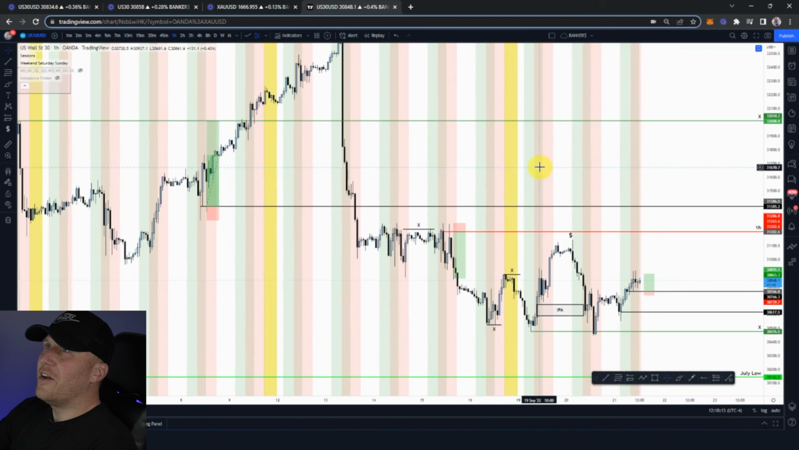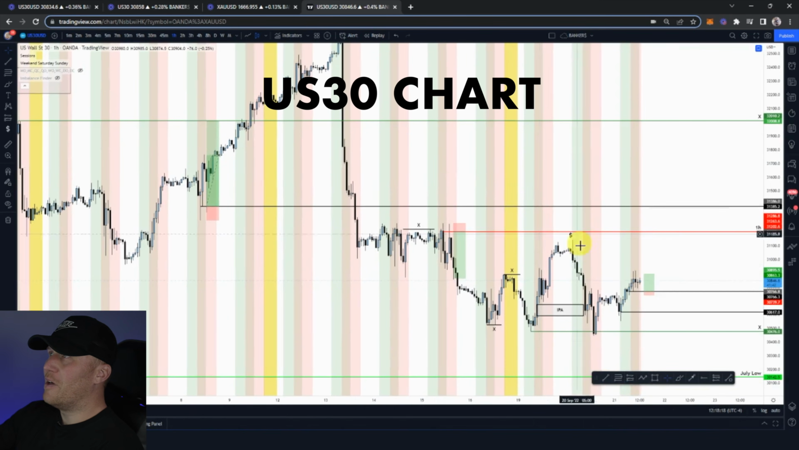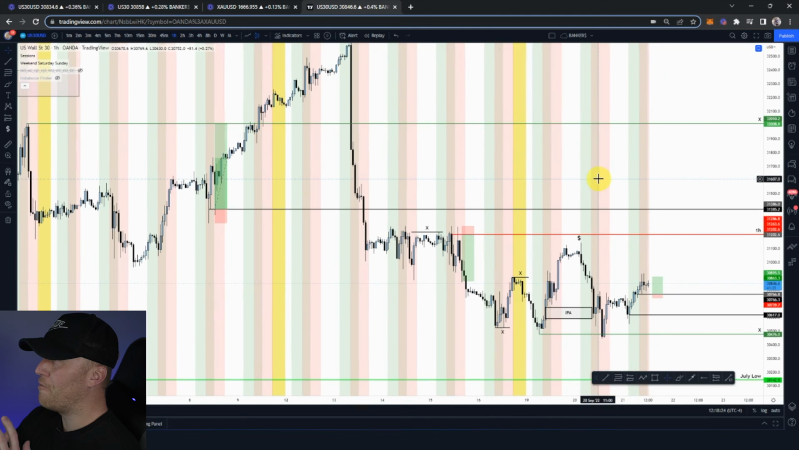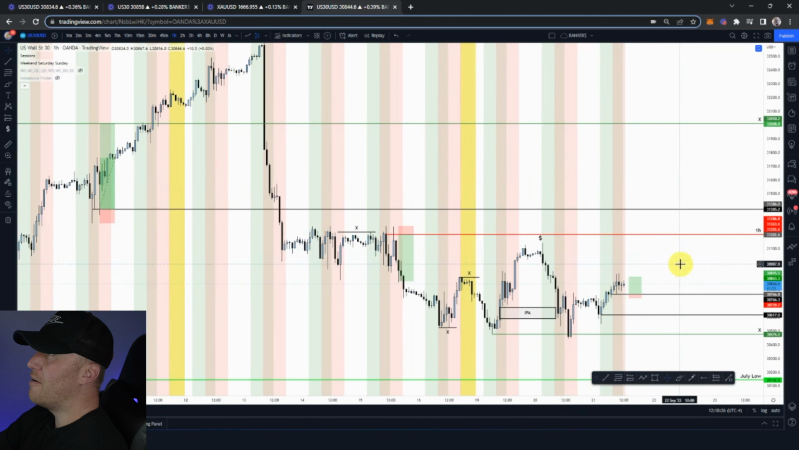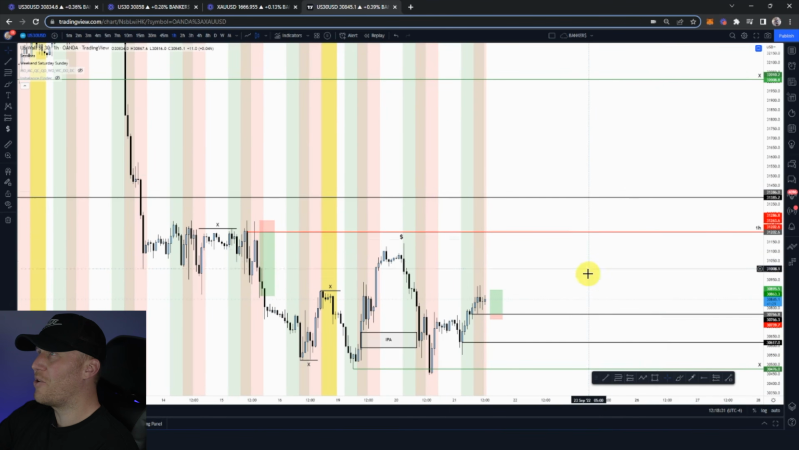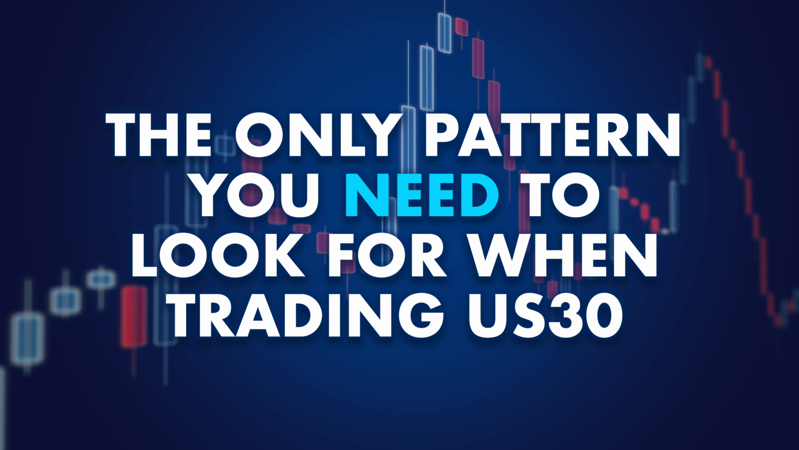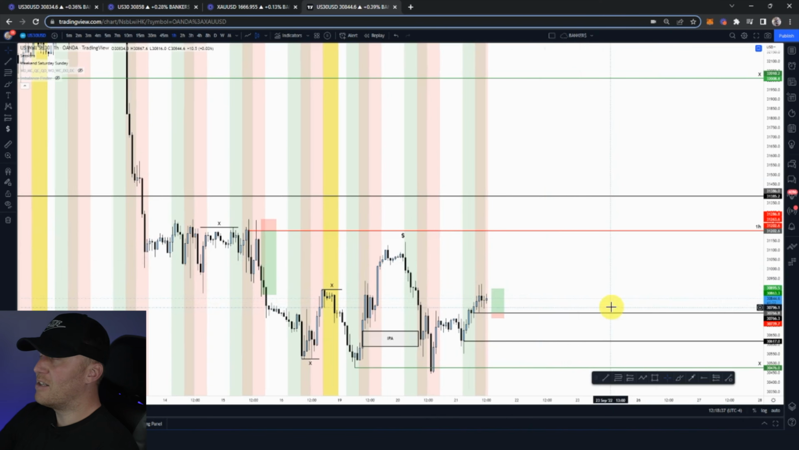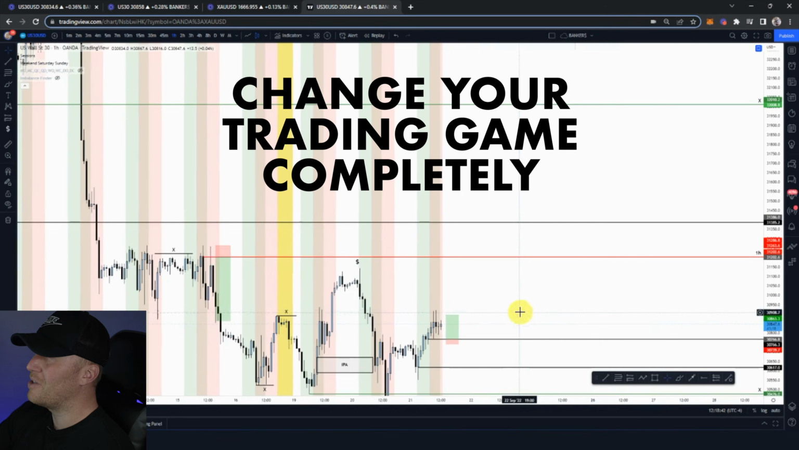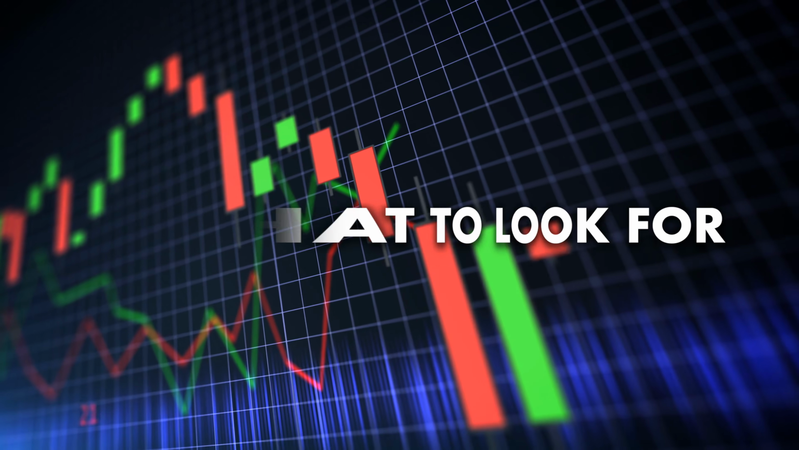All right, so here is my US30 chart. This is my actual markup from the last several trades that I've taken. I'm gonna break these down for you, and I'm gonna show you a very powerful pattern. This is the only strategy, the only pattern that you need to look for when you're trading US30, and this can set you free. This pattern can literally change your trading game completely. So really quickly, I'm gonna slide over here and I'm gonna show you exactly what we're gonna look for.